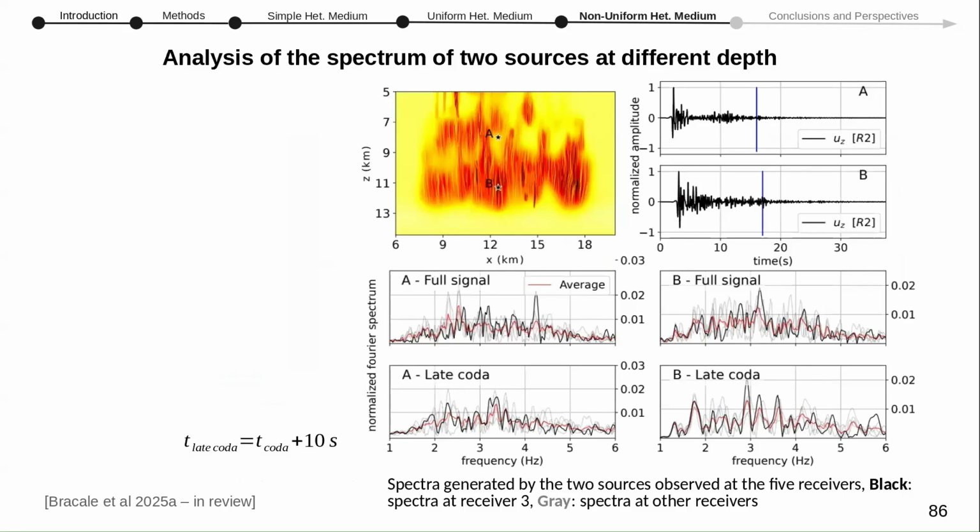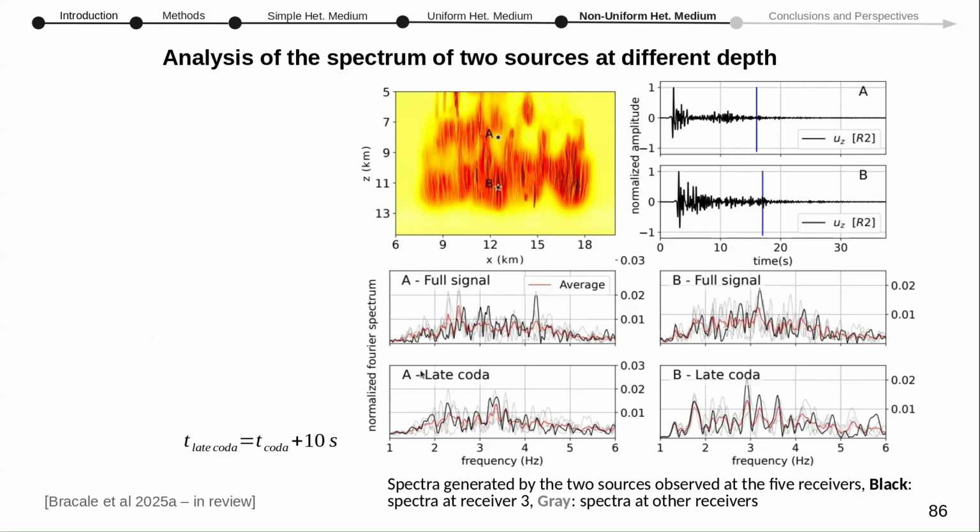So we did this analysis in which we consider two sources, one located in the deep structure of the model and one at about 8 kilometers. And we analyzed the spectra that we observed at the 5 receivers. We looked at the full spectra and then the spectra of the late coda. I'm showing in this case the spectra of receiver number 3 in black, and then the average in red, and the other receivers in light gray.